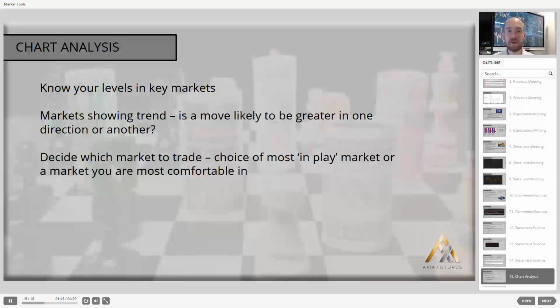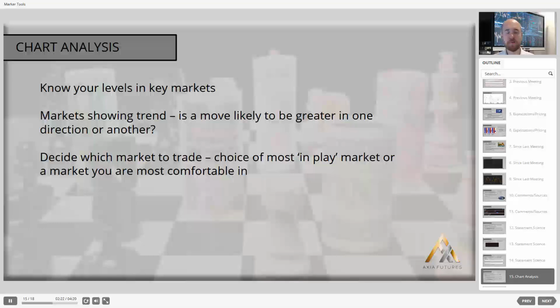Next up, decide what market you want to trade. This is really key. It's so easy to think, oh, well, that's a good trade in this market, that's a good trade in this market, I could trade this, this, this and this. In the moment when you've got to assimilate all the information and make clear, distinct trade decisions, trying to jump into multiple markets can often cause you more trouble than it's worth. So what you've got to decide is, are you going to trade the most in-play market, so the one that is going to be most sensitive, or are you going to trade a market that you're more comfortable with?